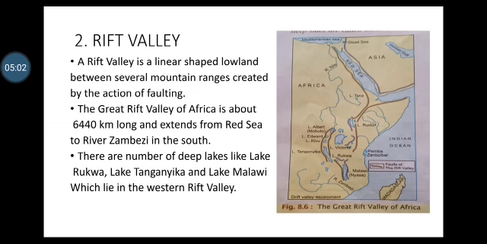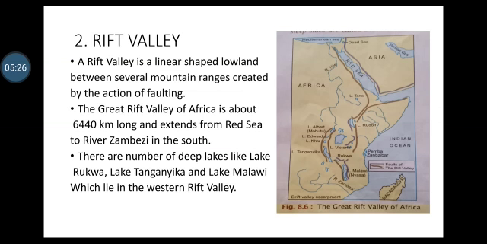Next we have Rift Valley. Rift Valley is a lowland region that forms where Earth's tectonic plates move apart due to faulting. When two faults occur, the land between the faults subsides and forms Rift Valley. Now what are faults? Faults are the cracks which occur due to the movement in the interior of Earth.